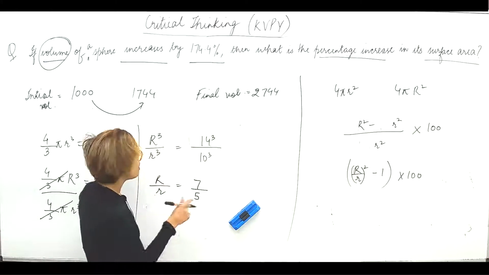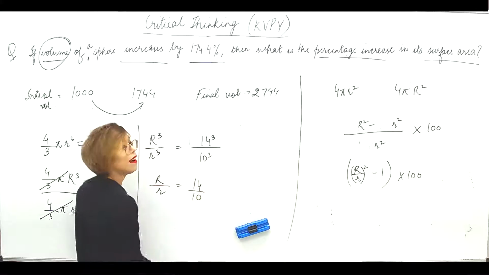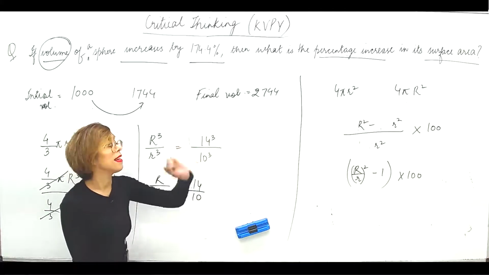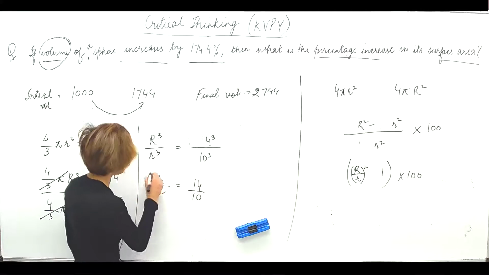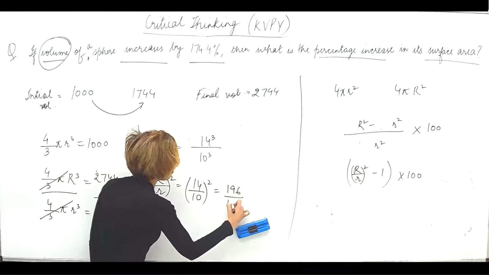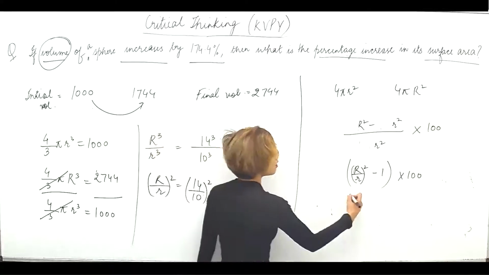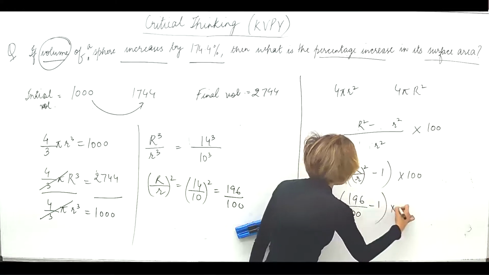Right? Actually मुझे 14 by 10 ही रखनी है, मेरी गलती. I'll write it 14 by 10 only. Right, because मुझे वहाँ से 100 cancel out करना होगा, that's why. So I will not change it. Now I want the square of it, so square, which is nothing but 196 by 100. So substitute it. So 196 by 100 minus 1 into 100.